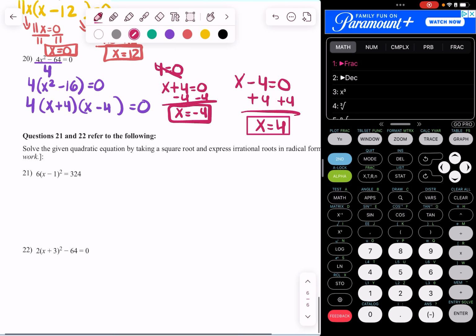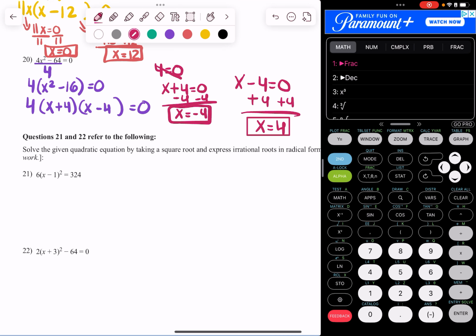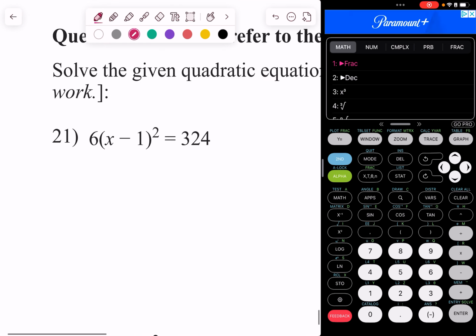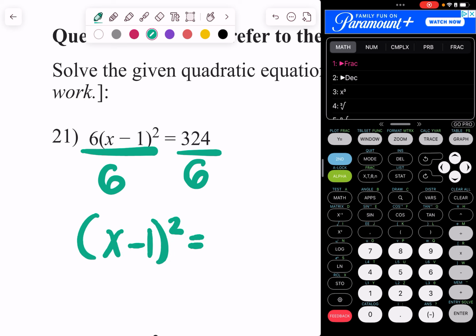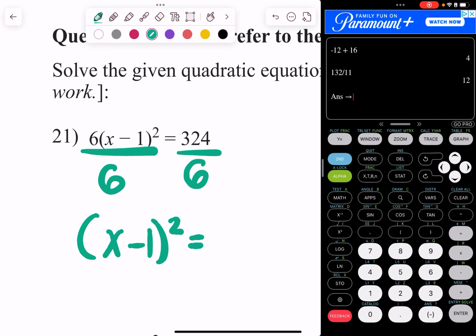We are now going to do two questions where we are going to solve by taking the square root. This is where you do not need to make it equal to 0. We need to get x by itself. But here I need to get the x minus 1 by itself since it's in that parentheses, that fence. So I will divide by 6, divide by 6. That would give me x minus 1 squared equals. I will then do 324 divided by 6, and I get 54.